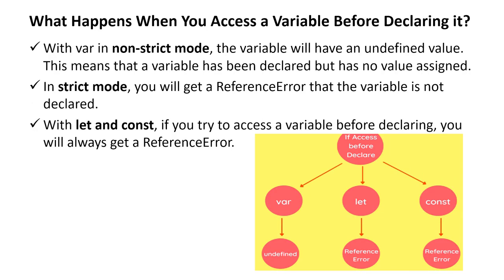What happens when you access a variable before declaring it? With var in non-strict mode, the variable will have an undefined value. This means that a variable has been declared but has no value assigned. In strict mode, you will get a reference error that the variable is not declared. With let and const, if you try to access a variable before declaring, you will always get a reference error.